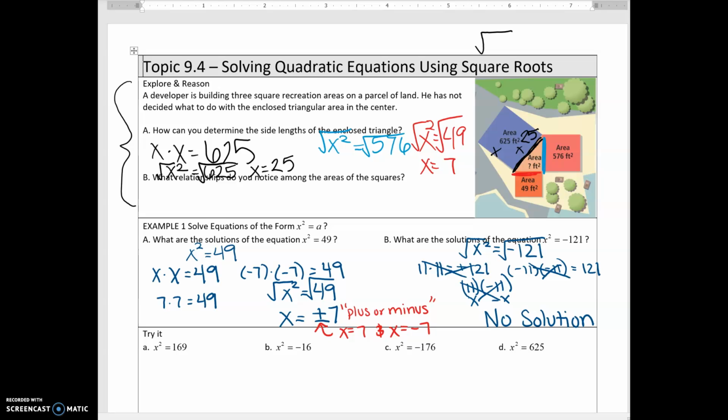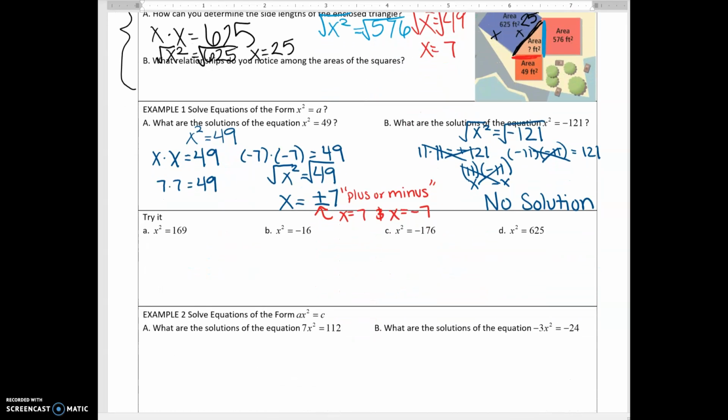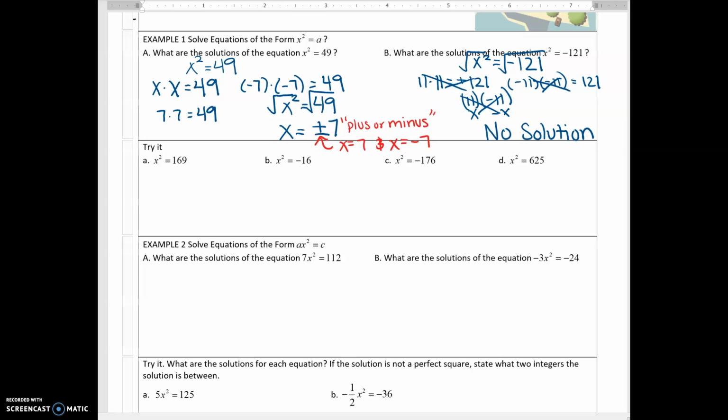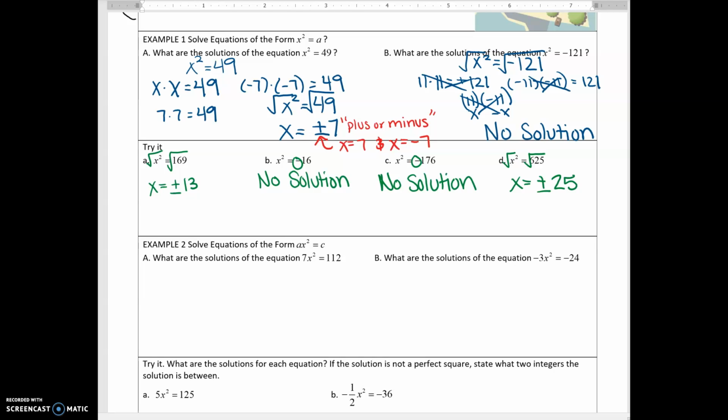Okay. So using this information, pause the video and try these 4 here. Okay, so taking the square root of both sides is 13, and then we have that plus or minus. This has a negative and this has a negative, so they're no solution. And then the square root of 625 is 25. But the main thing is, do not forget that plus or minus.